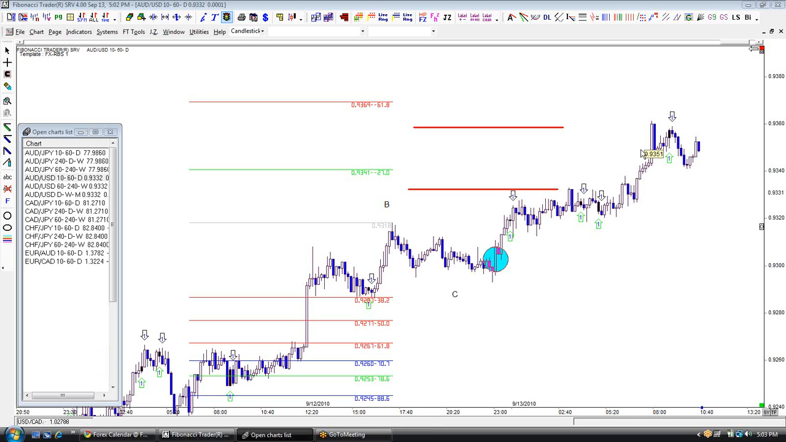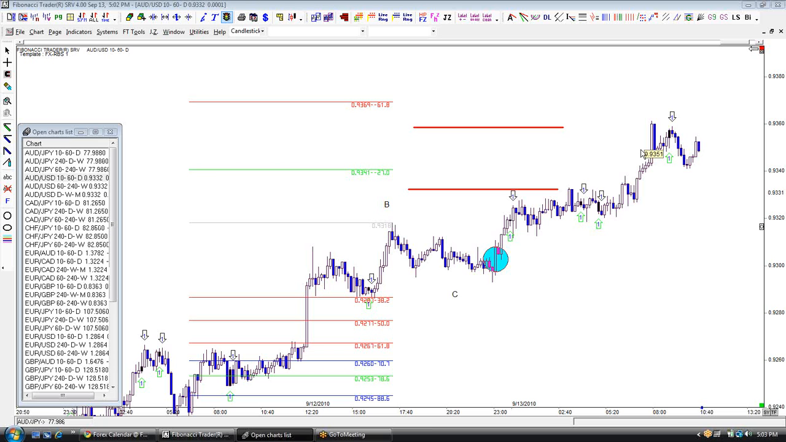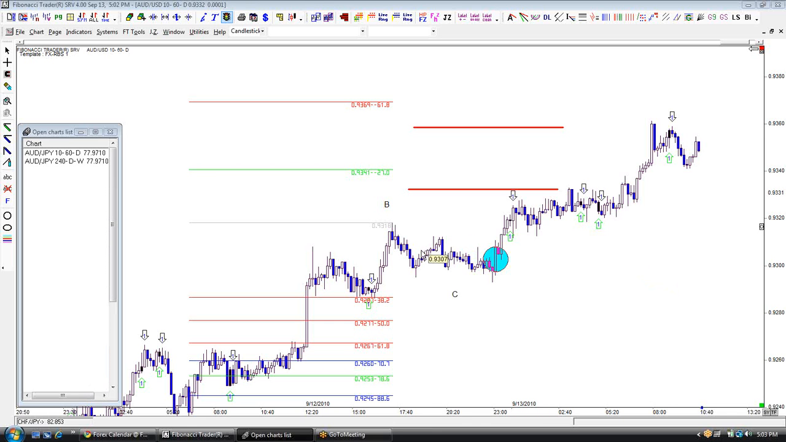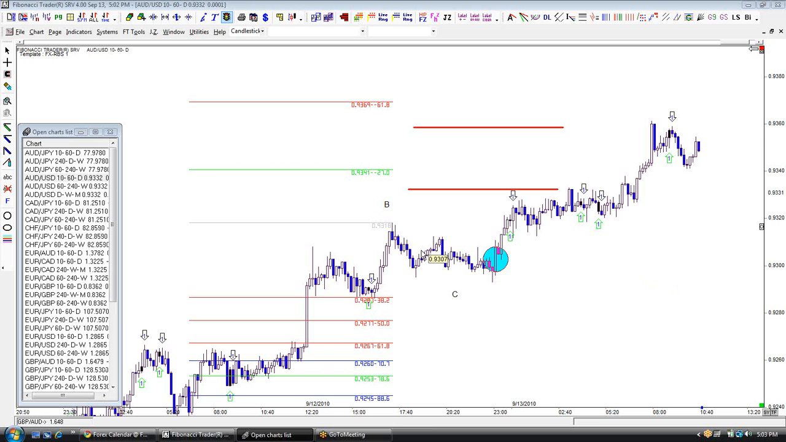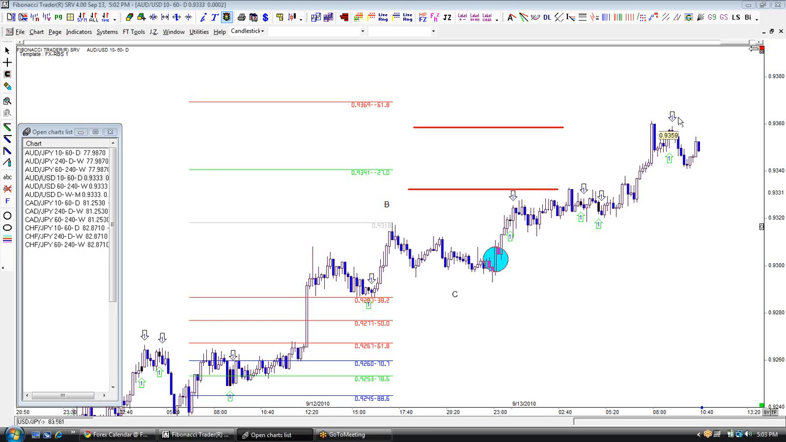I can also give you examples on any pairs you guys would like to see. Just ask me in the chat box, no problem. In the beginning, I will give you some basics so you guys can understand what the system is about, and then we'll go through some trade setups.